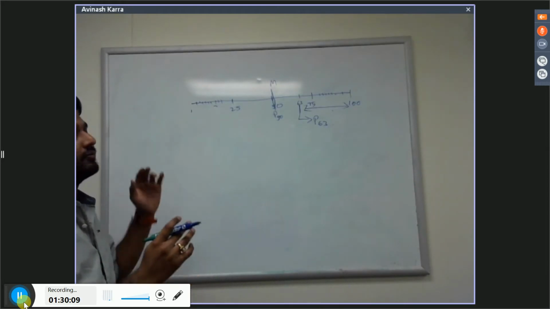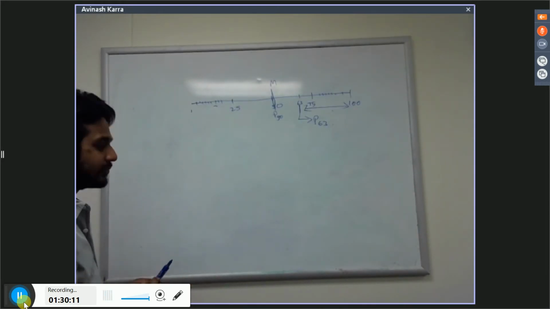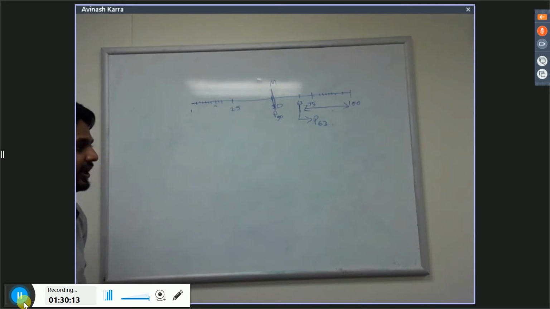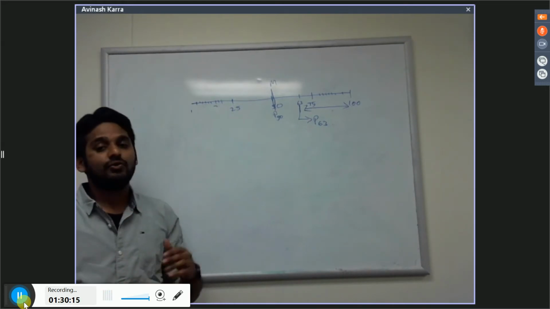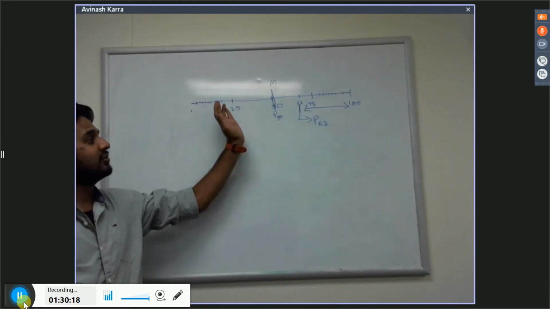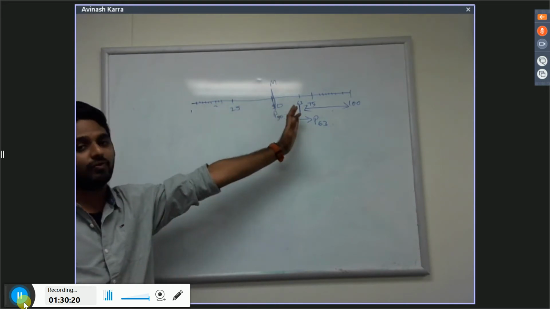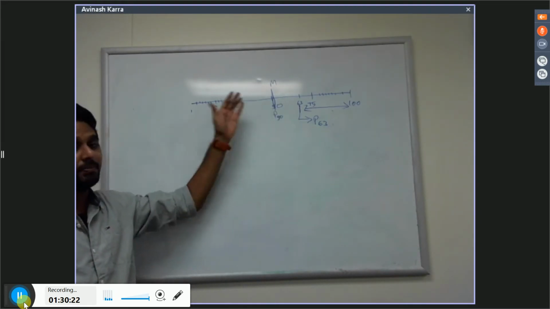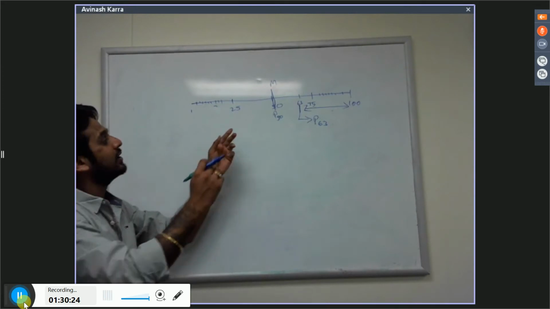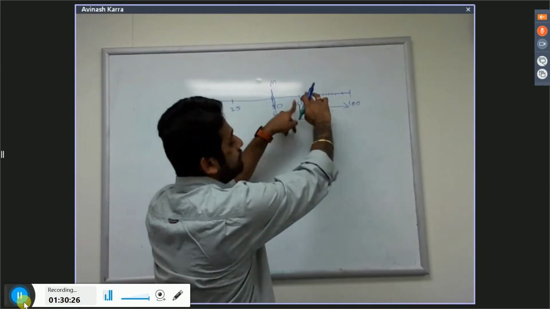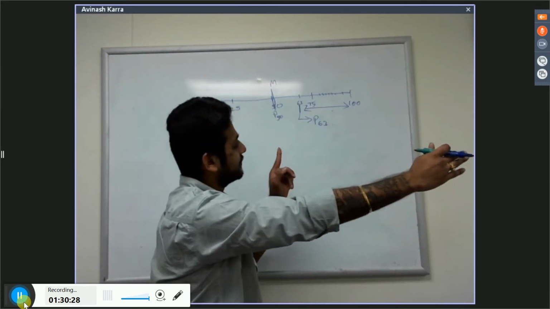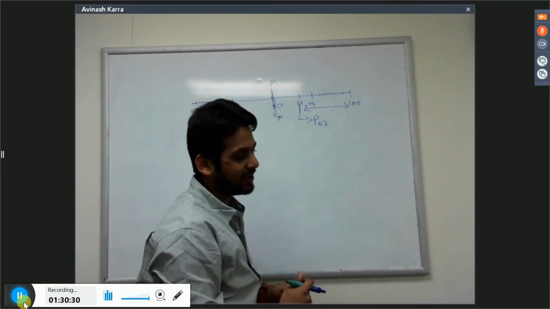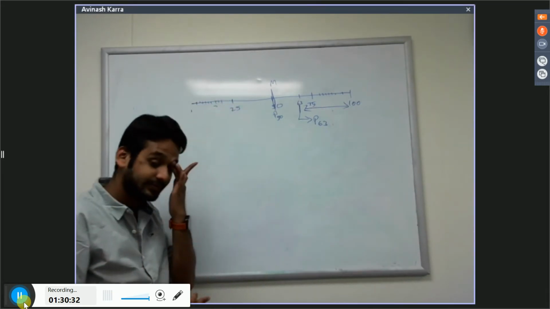For example, there are 1,000 people and you got 63 percentile. It means that there are 630 people behind you and 370 people in front of you. Am I clear, or you want me to explain again?